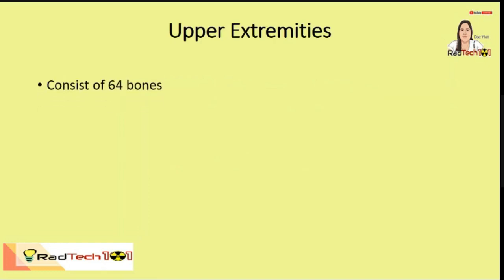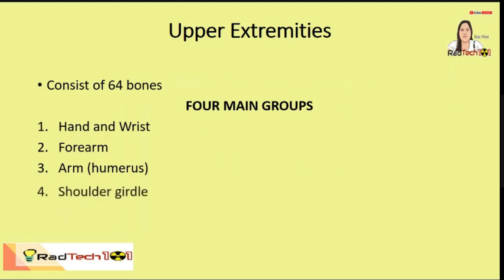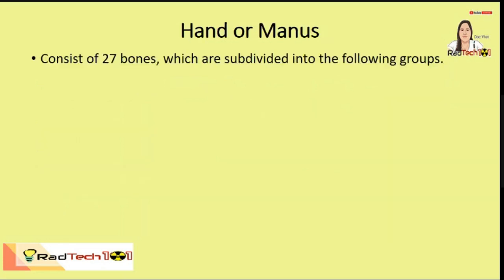So upper extremities consist of 64 bones. These 64 bones are divided into four main groups: the hand and the wrist, the forearm, the arm or your humerus, which is attached to your shoulder, and then the shoulder girdle. So these are the four main groups that comprise your upper extremities. So, let us discuss why it is 64 overall.